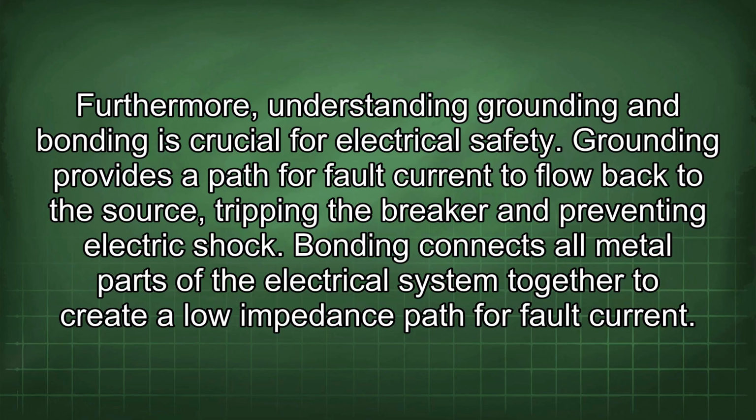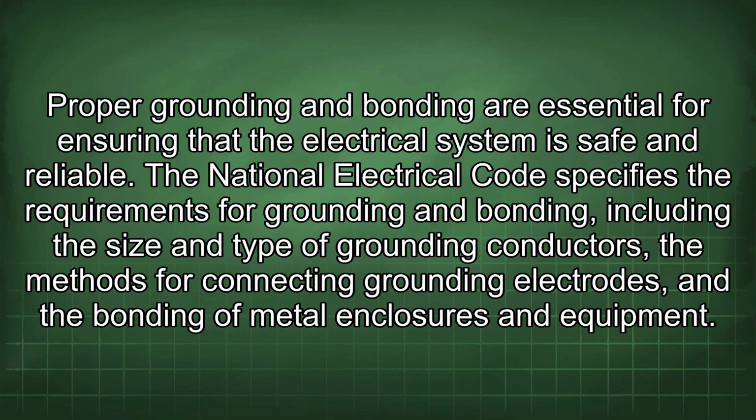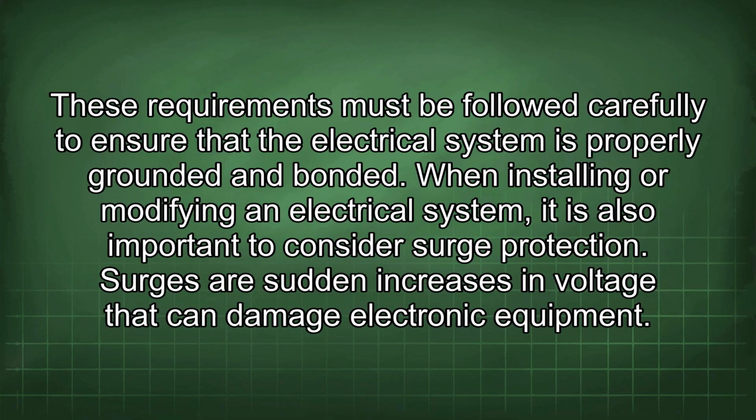Grounding provides a path for fault current to flow back to the source, tripping the breaker and preventing electric shock. Bonding connects all metal parts of the electrical system together to create a low-impedance path for fault current. Proper grounding and bonding are essential for ensuring that the electrical system is safe and reliable. The National Electrical Code specifies the requirements for grounding and bonding, including the size and type of grounding conductors, the methods for connecting grounding electrodes, and the bonding of metal enclosures and equipment. These requirements must be followed carefully to ensure that the electrical system is properly grounded and bonded.